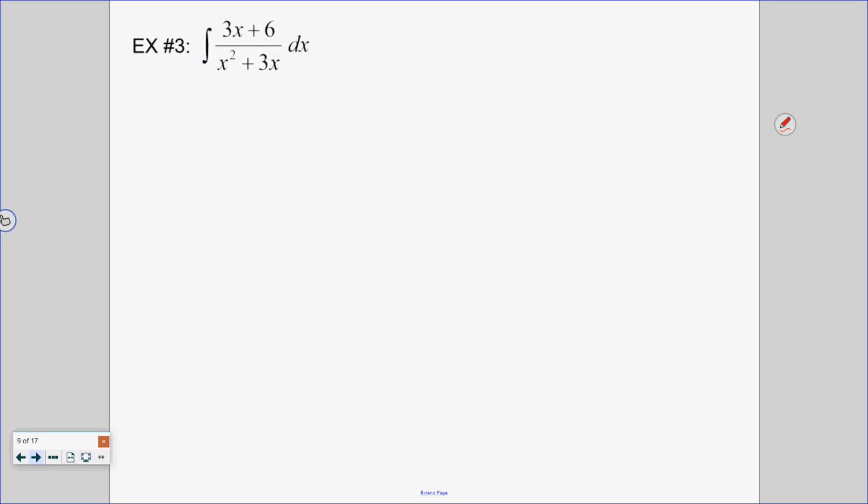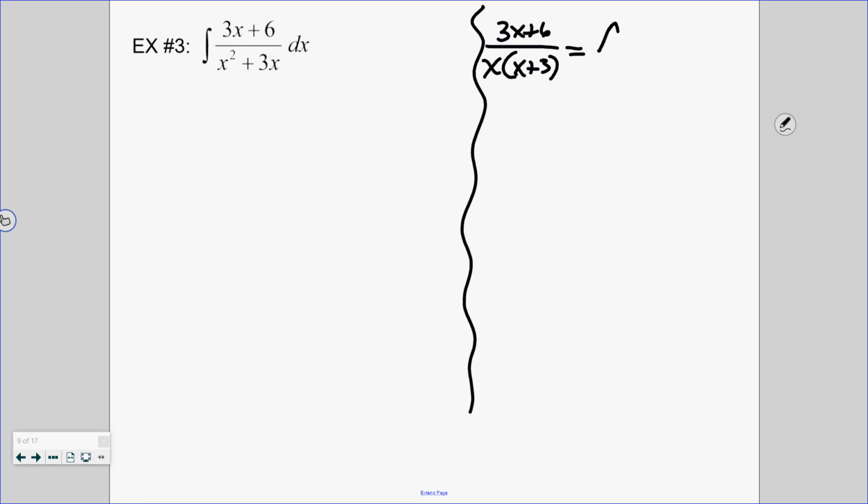We look for a u substitution, and you will see that it will not work, because you'll get 2x plus 3, and the top cannot be 2x plus 3. So we're going to go to the side in our scratch area and do partial fraction decomposition. The top you leave alone, and the bottom you factor. This time you're just factoring out x, and then you have x plus 3, and that's going to equal a over x plus b over x plus 3.